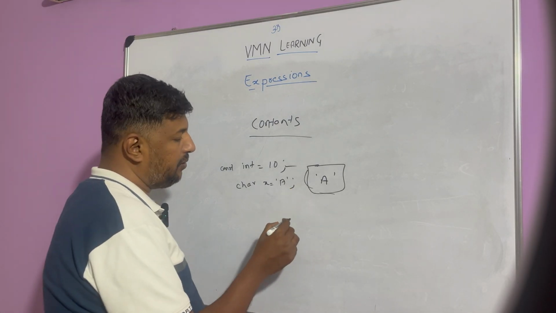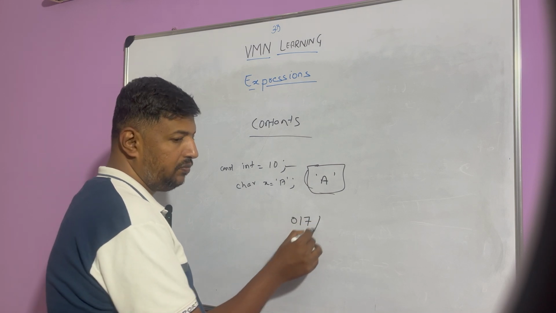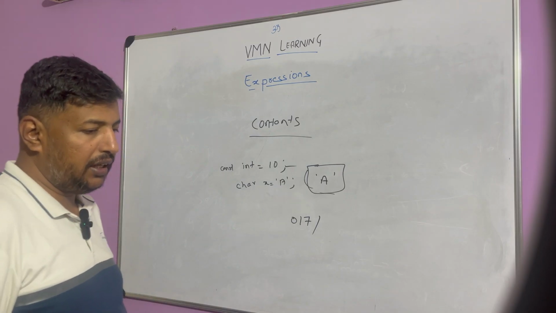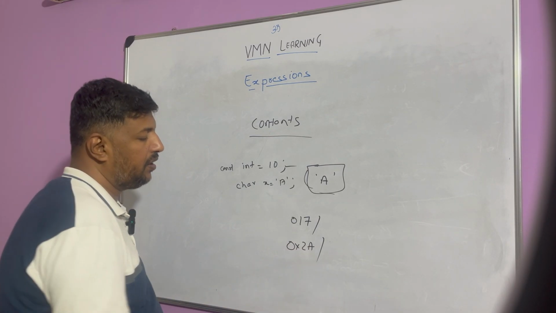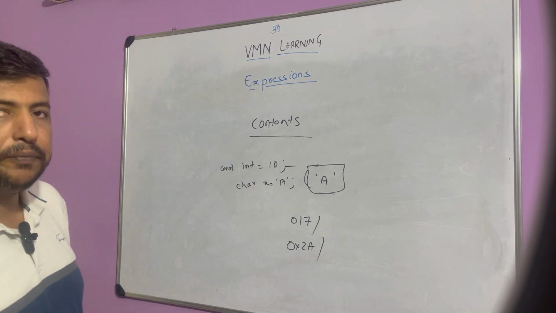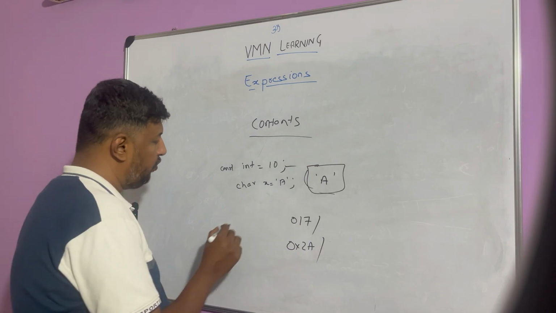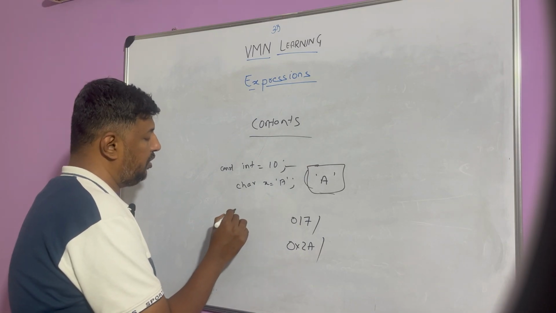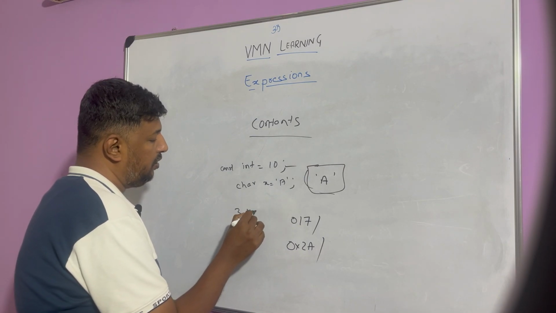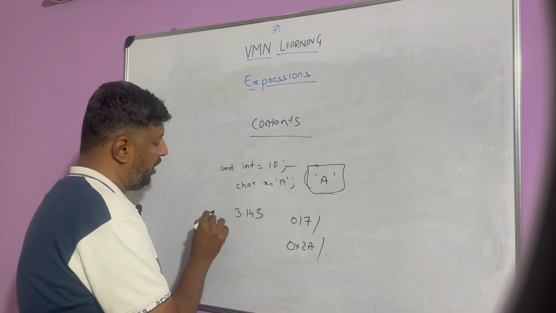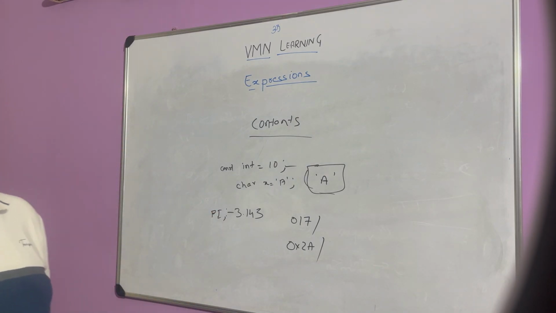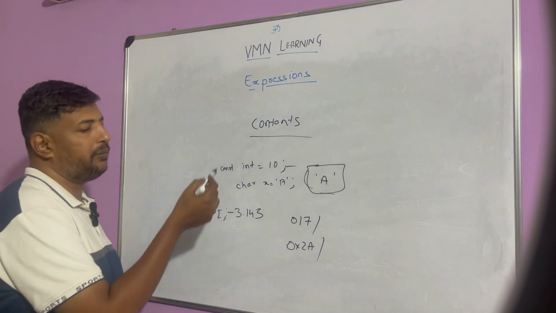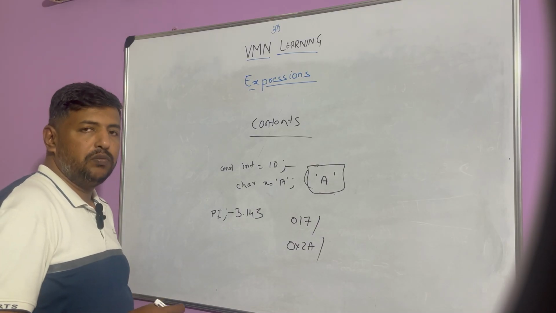There can be hexadecimal, 017, octal number, hexadecimal number. Okay, the different constant, floating point constant, pi. So these are all the examples for constants, and there are many constants.